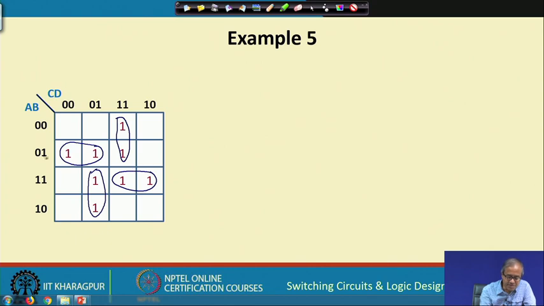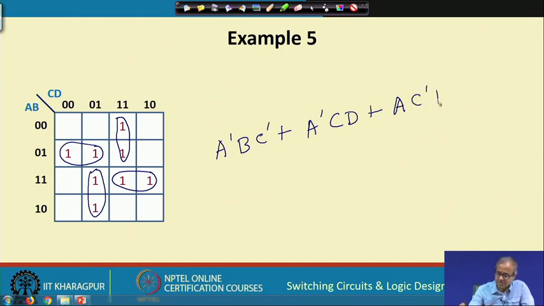So, what will be the expression? The left one will be A bar B and 0001 C bar. This top one 0001 will be A bar C D, plus these two will be 1110 will be A and 01 is C bar D, plus these two 11 is A B and 1110 is C. Okay.